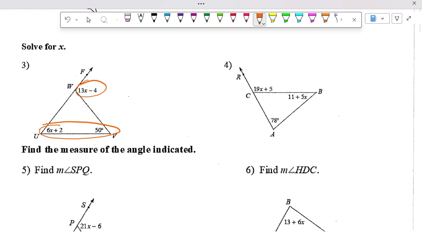So we're going to start by adding up these two angles. So 6x plus 2 plus 50. What's it going to be equal to? Someone besides Bella. So we added up these two angles first. But what do we know that this sum is going to equal to? Not 180. It'll be equal to the exterior angle, which is 13x minus 4. So we'll set this equal to 13x minus 4.